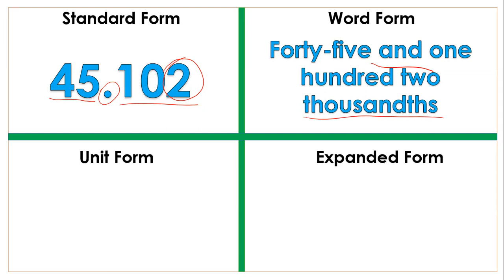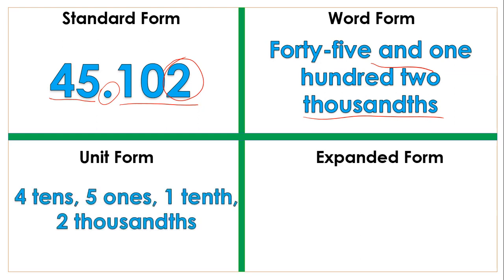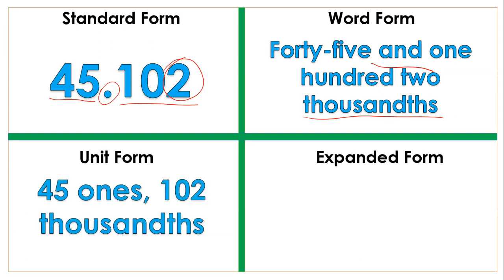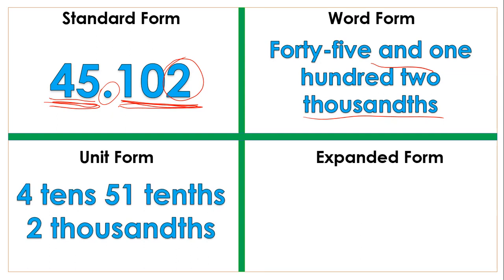A unit form we can write in a few different ways. We're just saying the digit and then the place value that it's in. One way to say it would be 4 tens, because the 4 is in the tens place, 5 ones, 1 tenth, 2 thousandths. Notice we didn't include the hundredths because there's 0 hundredths. Another way we can write it is by saying 45 ones, because here we have 45 total ones, and then 102 thousandths, because in total we have 102 thousandths. A third way we can write it is by writing 4 tens, 51 tenths, and 2 thousandths. All of those answers are correct.